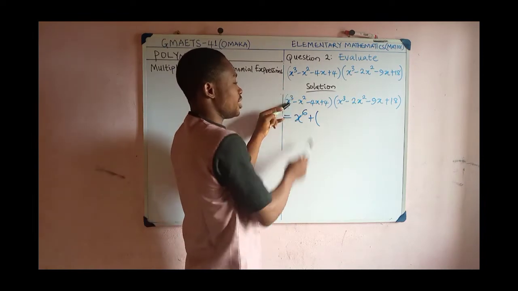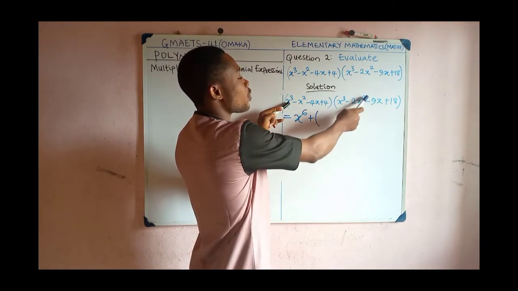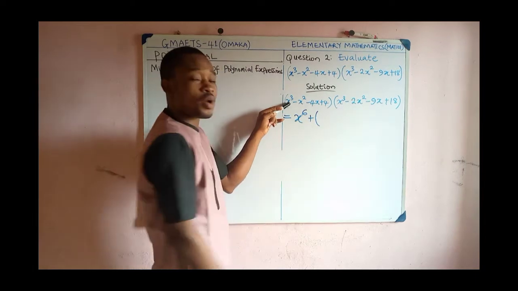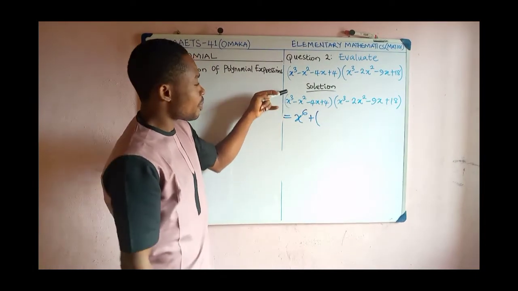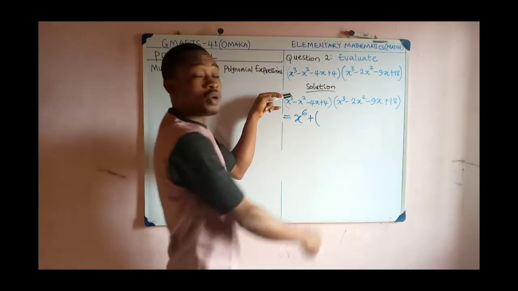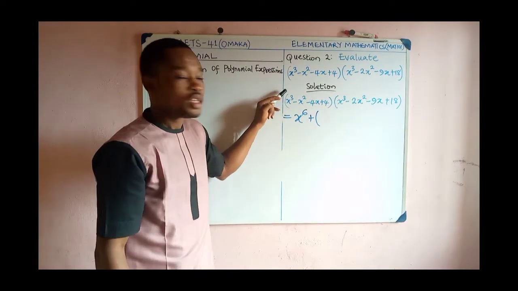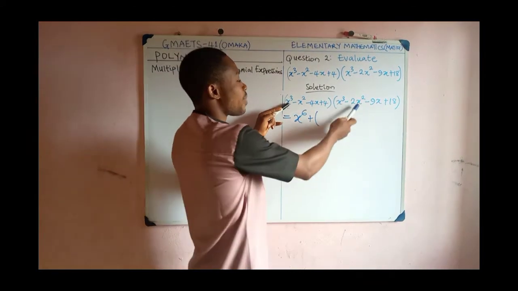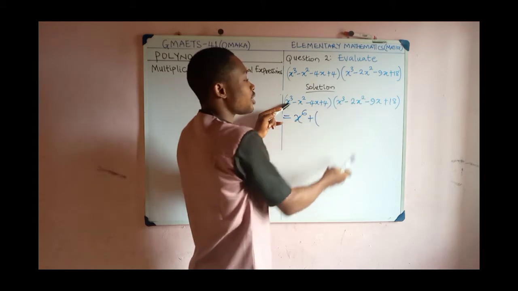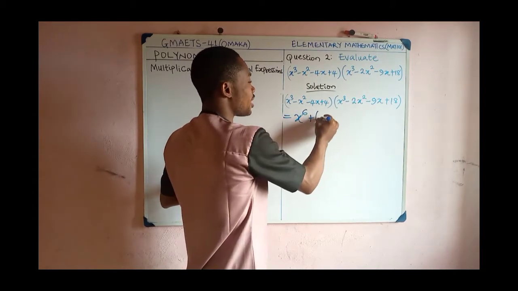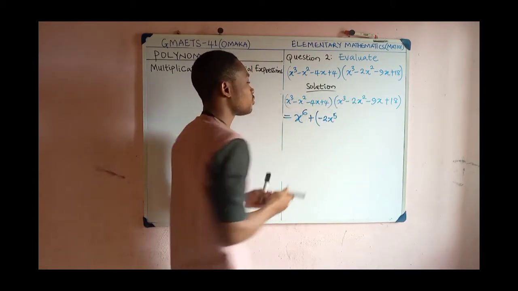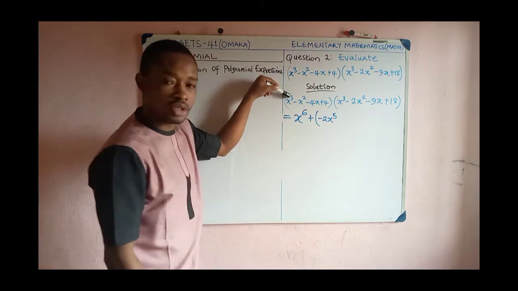This x raised to the power 3 can multiply minus 2x raised to the power 2 here, and you would get x raised to the power 5 terms. Is that not so? Look at their powers. This is power 3, this is power 2. If you add them, you get power 5. So I'll multiply x raised to the power 3 by minus 2x raised to the power 2. And that will give us minus 2x raised to the power 5. Good. This has done its work.